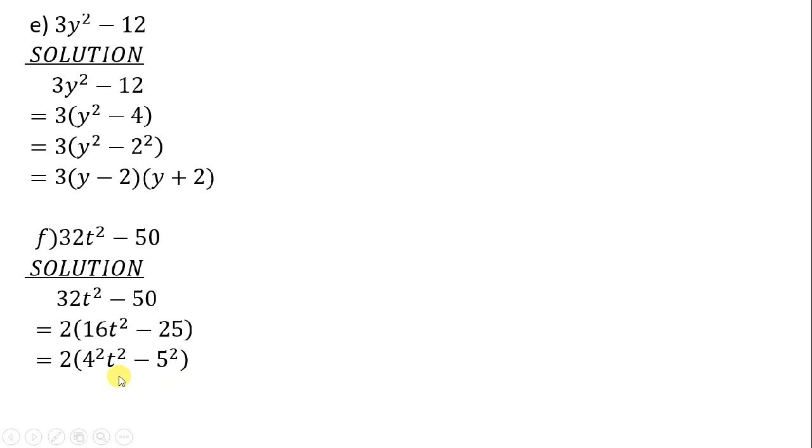Let's do that. Now, since we have squares and we are asked to subtract, this is a difference of 2 squares. We are going to get the difference of the bases times the sum of the bases. So our bases will be 4t minus 5 and 4t plus 5. So our answer will be 2, open your brackets, 4t minus 5, close your brackets, open your brackets, 4t plus 5, close your brackets. As simple as that.